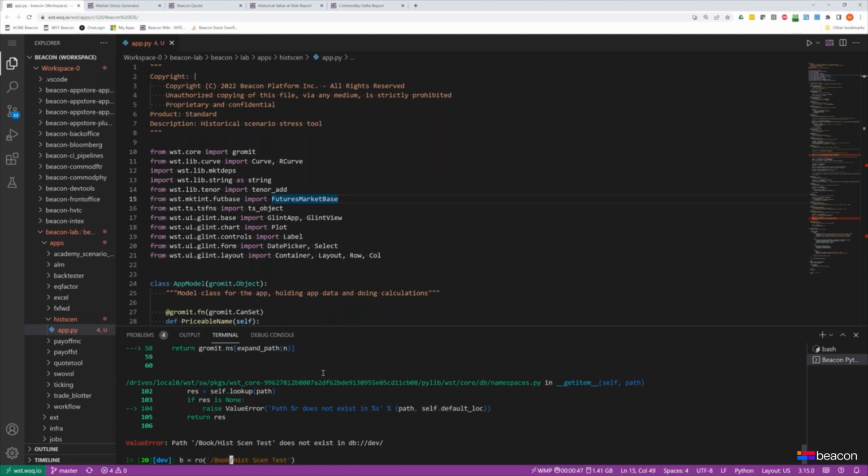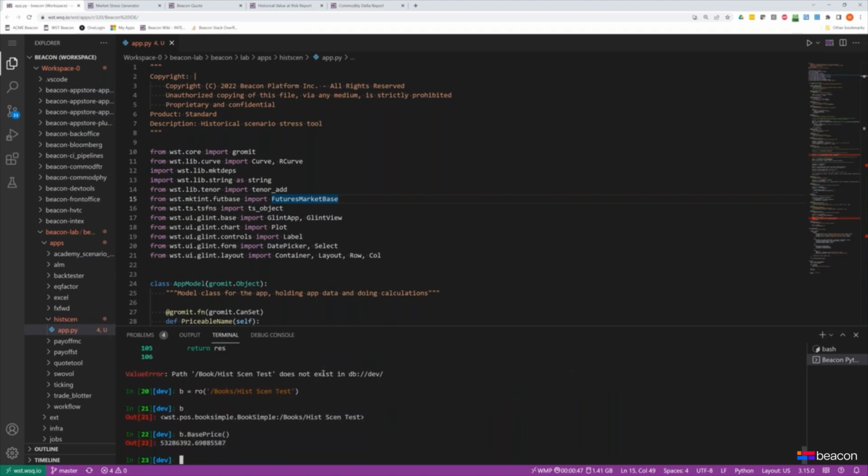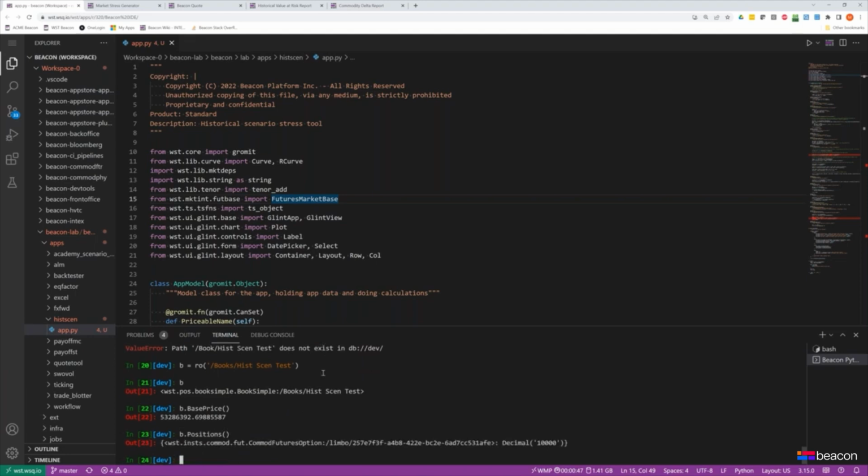Spelled that wrong. Here we go. So now I've got a handle to this book. I can do things like say, what's the price of the book? Then go and calculate the price based on whatever market environment I'm in here. I can look at the positions of the book, right? So here, this little book has 10,000 lots of a particular futures option.